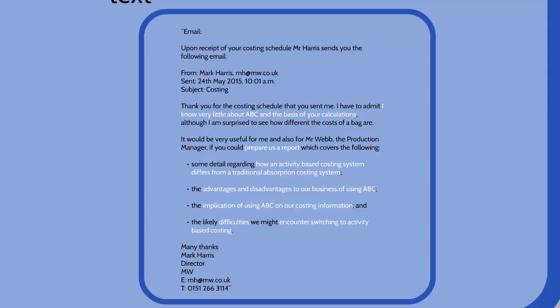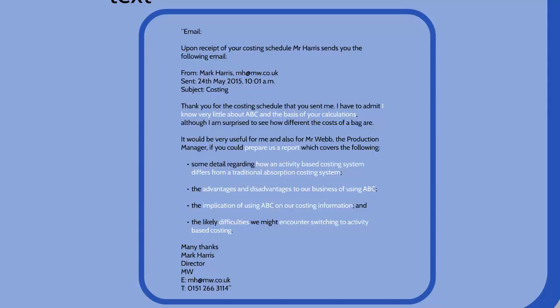Next we go on to the advantages and disadvantages to our business of using ABC. This is therefore more applied. It's focusing on activity-based costing and its advantages and disadvantages, but focused on those, not just the theoretical ones you've learnt, although of course you'll bring those in, but also how they apply to the feed business, the animal feed business. Then we go on to the implications of using ABC on our costing information.